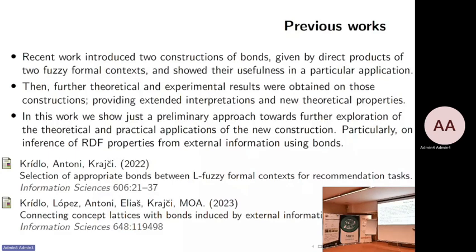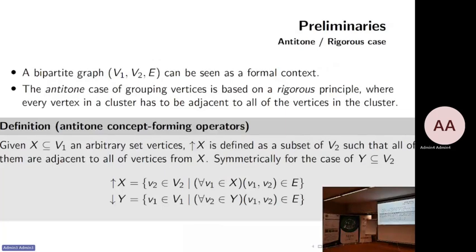What does this mean? Let me put the problem into context. This is related to the fact that a bipartite graph can be seen as a formal context. This is obvious. But once you notice that, then I can try to apply FCA to some kind of graph theory, so to say, and see what happens.